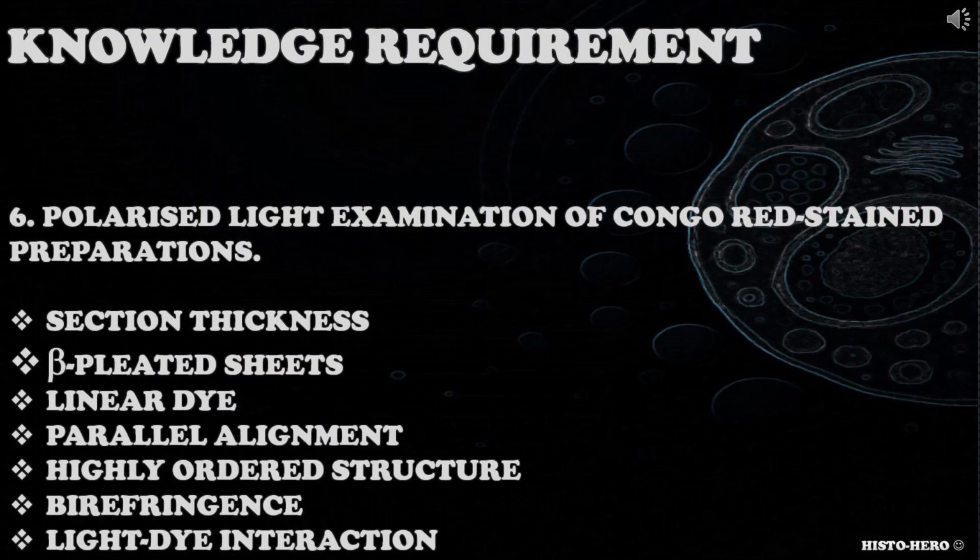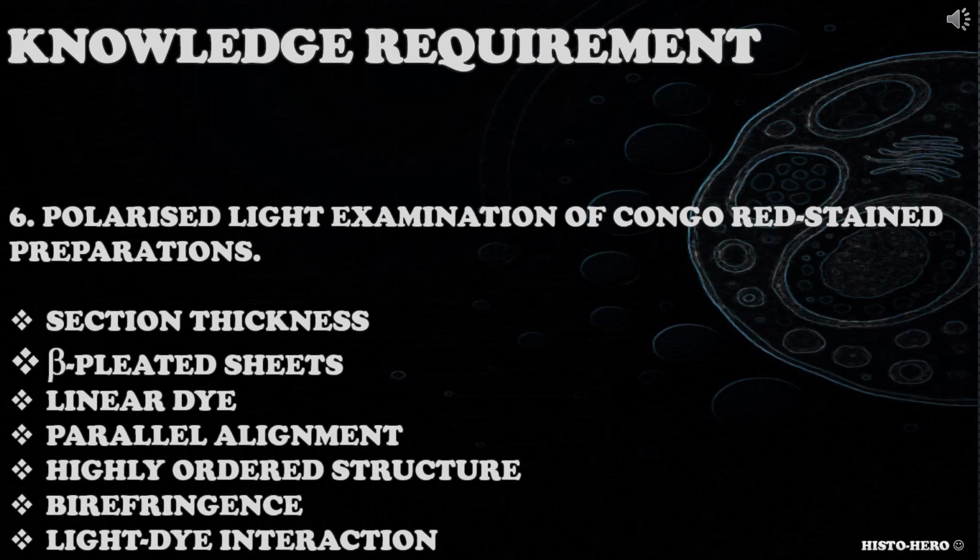The sixth knowledge requirement is polarized light examination of Congo red stained preparations. Candidate needs to have the knowledge and understanding about the use of polarized light for Congo red staining examination. You could ask the candidate to explain, what is polarized light examination, why it is used for the assessment of Congo red slide, how the Congo red staining looks under the polarized light.